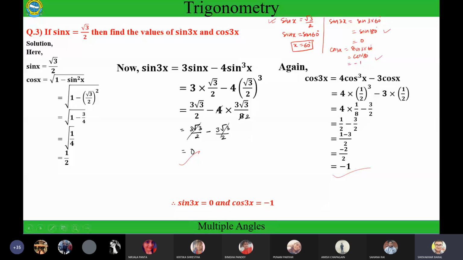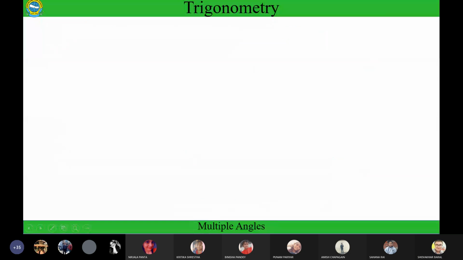So I discussed it. Now let's discuss question number 4. If tan theta is equal to 1 by 2, then find the value of tan 3 theta. Please note it. Can anyone tell me the formula for tan 3 theta?